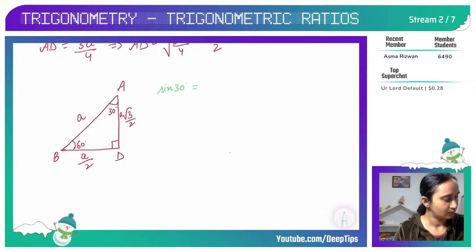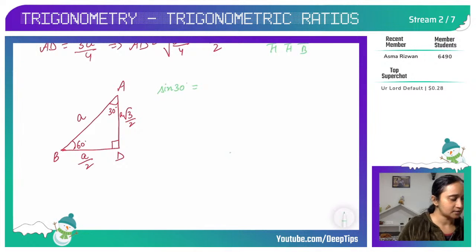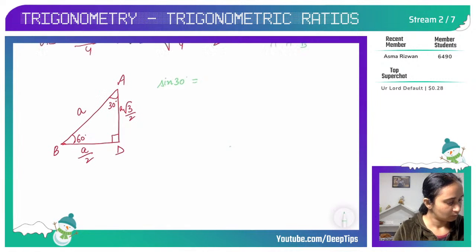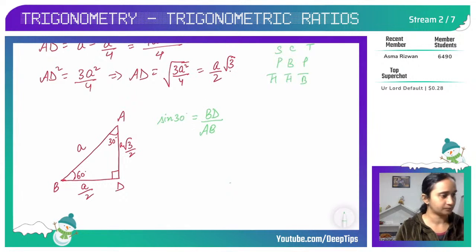So let's write Pandit Badri Prasad Hari Hari Bhole Sona Chandi Tole. So sine 30 is perpendicular upon hypotenuse. So now the important thing here is, when I am taking sine 30, my base is AD, right? So my base is AD and perpendicular becomes BD. So here when I am taking sine 30, I will write BD upon AB, correct?